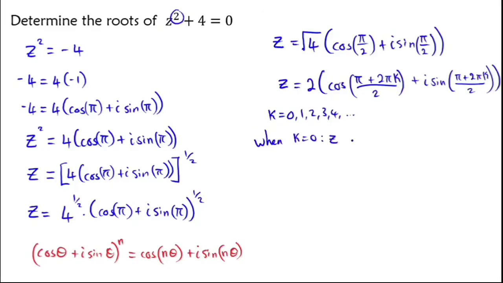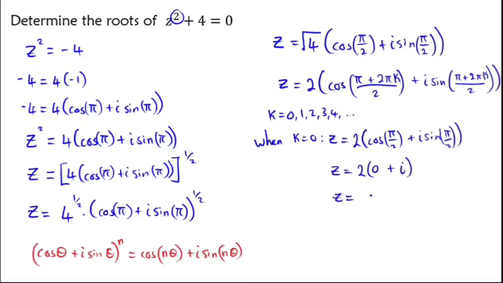This will be z is equals to 2, open bracket, cos, so that will just leave us with pi over 2, plus I sine pi over 2. Pi over 2 is just 90 degrees. So z is equals to 2. Cos pi over 2 or cos 90 is 0. Sine pi over 2 or sine 90 degrees is 1. So that would be I. 1 times I, simply this. So this means that our value of z here will be 2i.